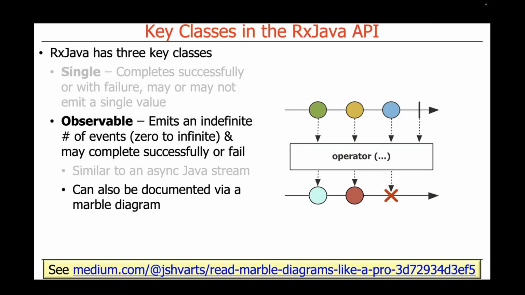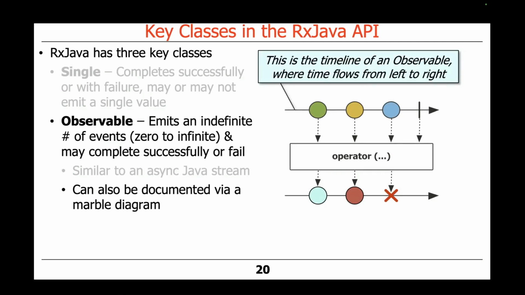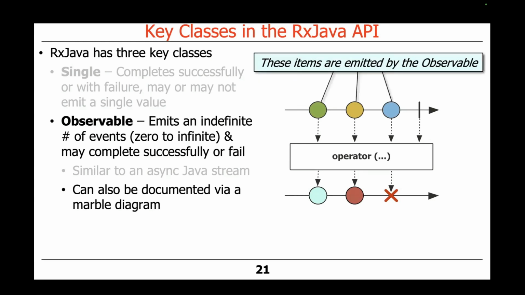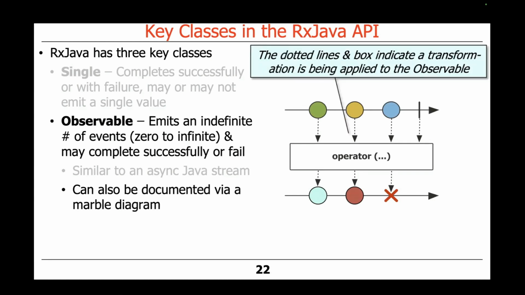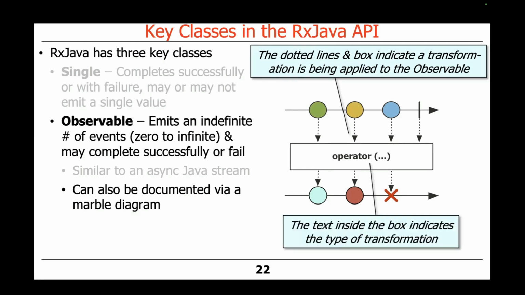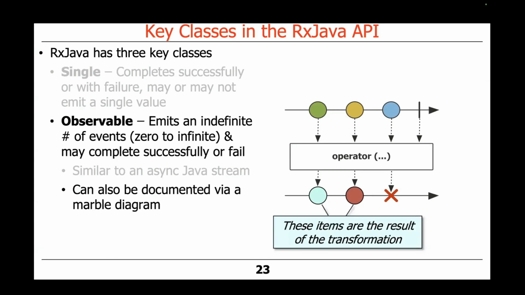Observables can also be documented using marble diagrams. In this case, we have the timeline where, once again, time flows from left to right, and these are the items that the observable emits, and we can indicate what transformations are applied to them. Remember, an observable can have multiple values, so that's why we have multiple marbles. And the text inside the box indicates the type of transformation that's being applied, like mapping or filtering or various other kinds of operations. And then there are items that are going to be generated as the result of the transformations or filtering that the operator is going to perform.